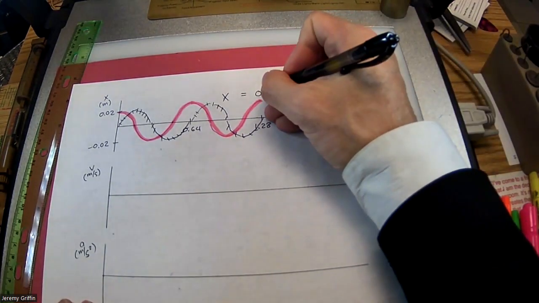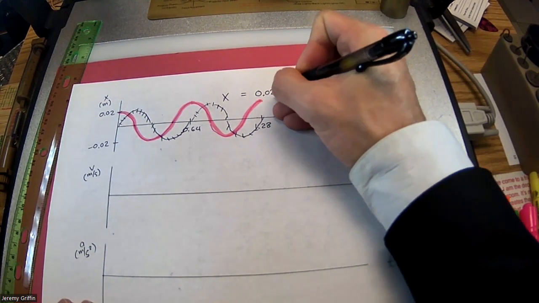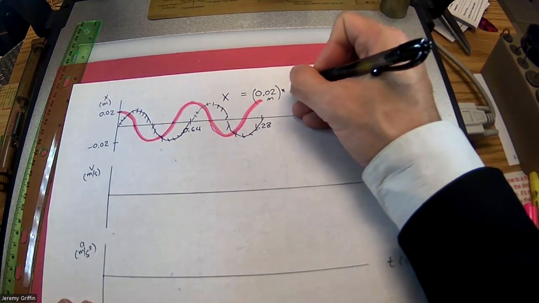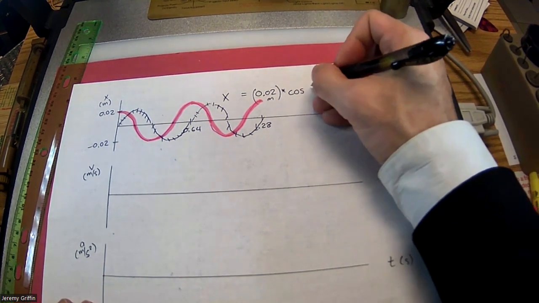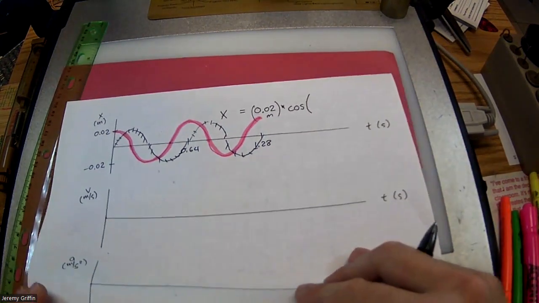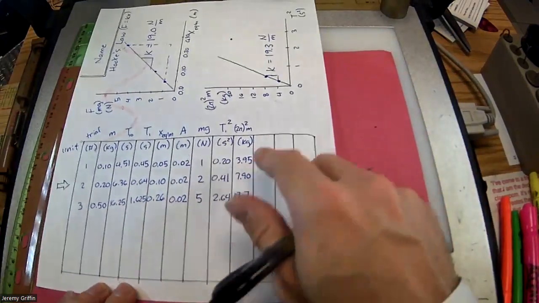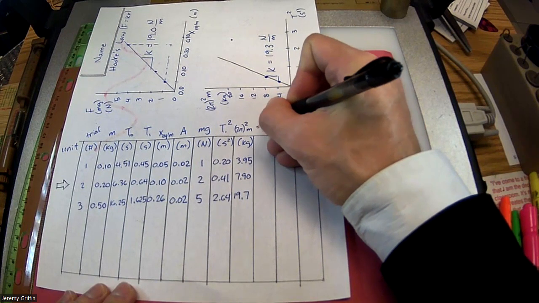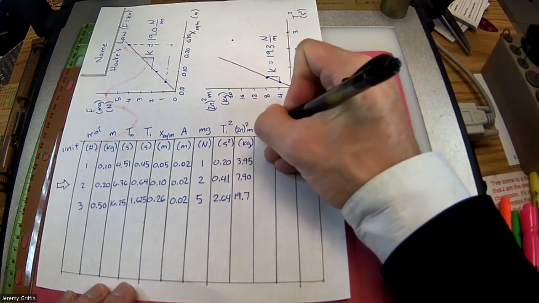But, so let's go 0.02. This would be meters, times... Let's go ahead and make this guy a cosine. And then 2 pi f. Let's go ahead and consolidate that onto one variable. I gave you guys some extra columns here. So let's go omega equals 2 pi f, and this will be in some number of hertz, right?